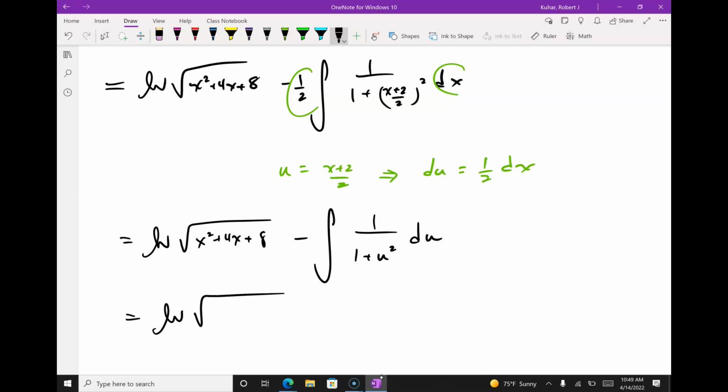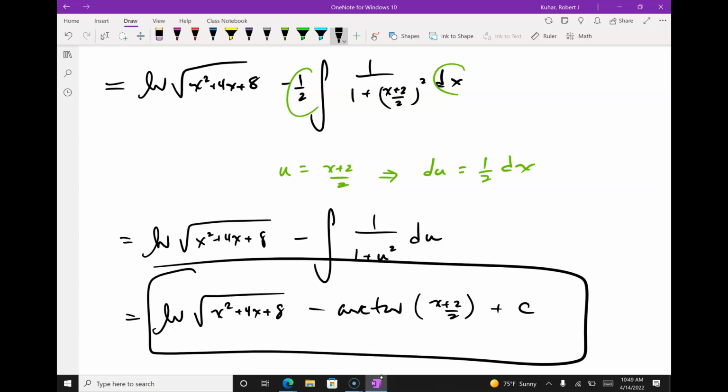So ln of the square root of x squared plus 4x plus 8 minus the arctan of u, which happens to be x plus 2 all over 2, all plus c. There's some nice ones in this packet, okay? There's a couple in this packet for you to do.